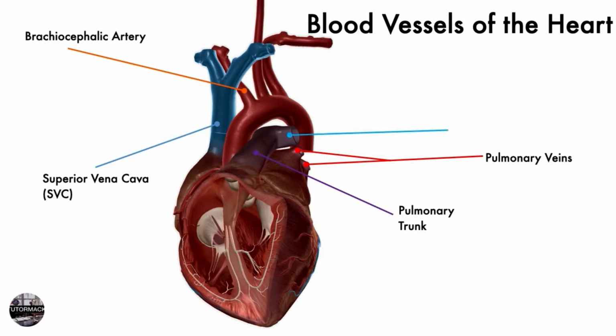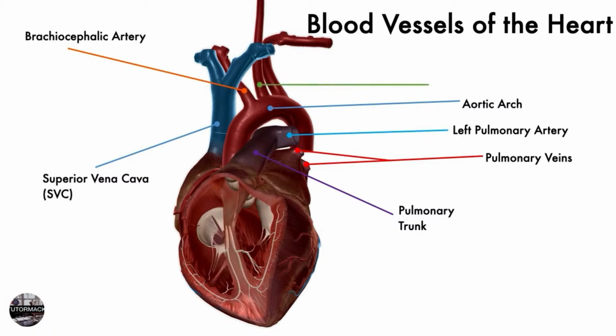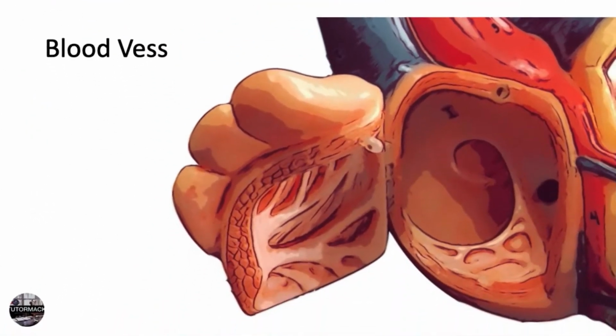How about here? Left pulmonary artery, and here, that's right, aortic arch coming off that aorta. About here, good, left common carotid artery. How about here? Good, left subclavian artery. Blood vessels, still talking blood vessels of the heart itself.